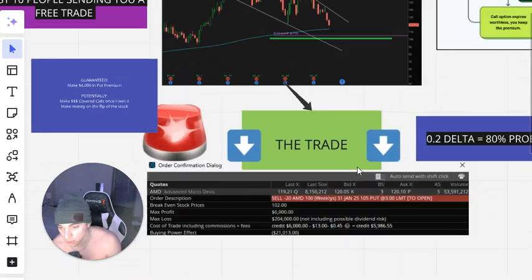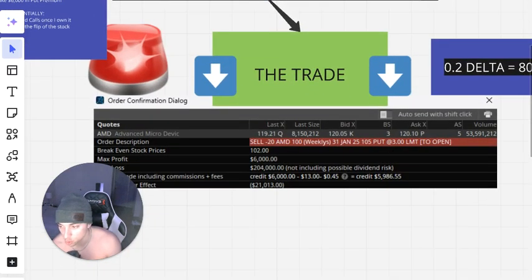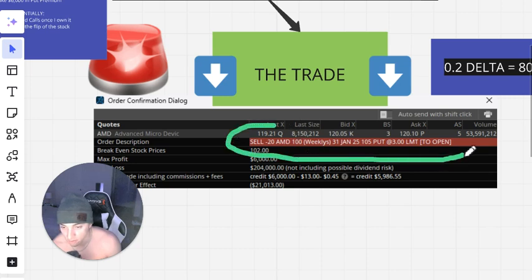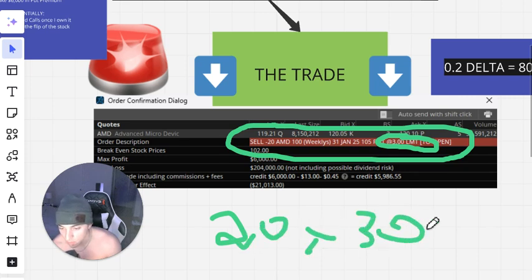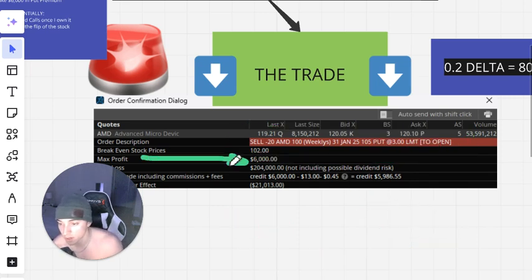Okay, so the trade is I'm selling 20 of the AMD January 25 105 puts, and I'm putting in a limit order of 3. So if you guys can do the math, 20 times 300 is 6K. And you could see that here. The max profit is 6K.